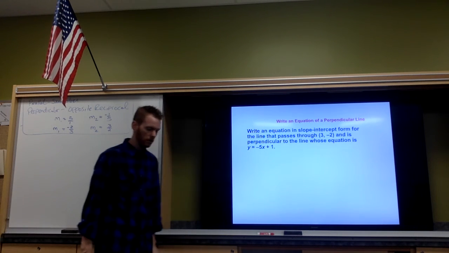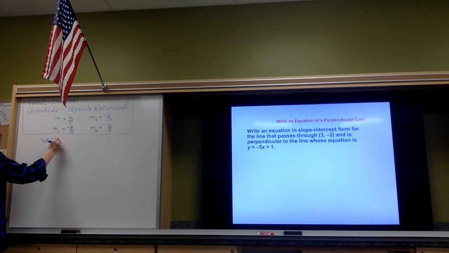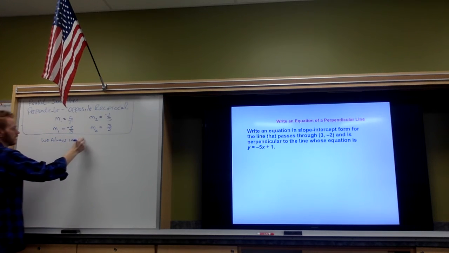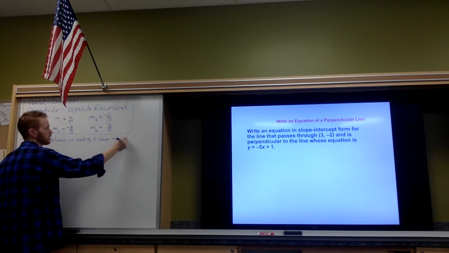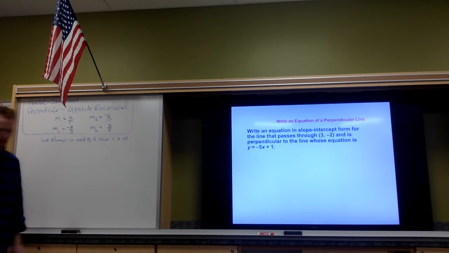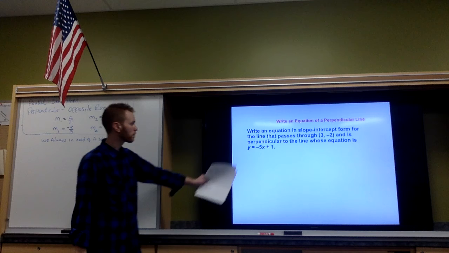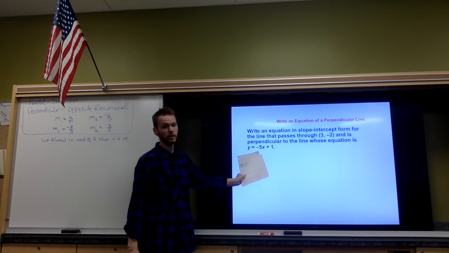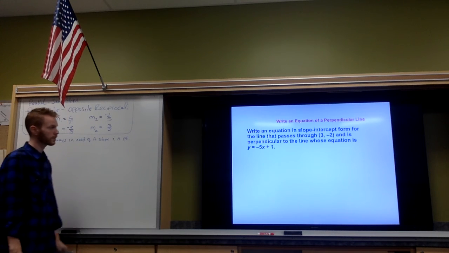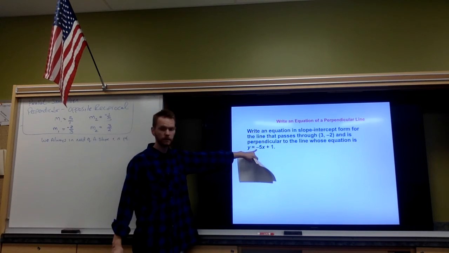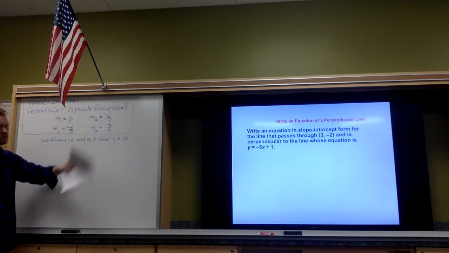Okay? So no matter what, we're always in need of a slope and a point, no matter what. The slope's the easiest thing to think of. These lines are perpendicular to this guy. So what's the slope for this guy? Well, it's -5. So we just said if they're perpendicular, they're opposite reciprocals.